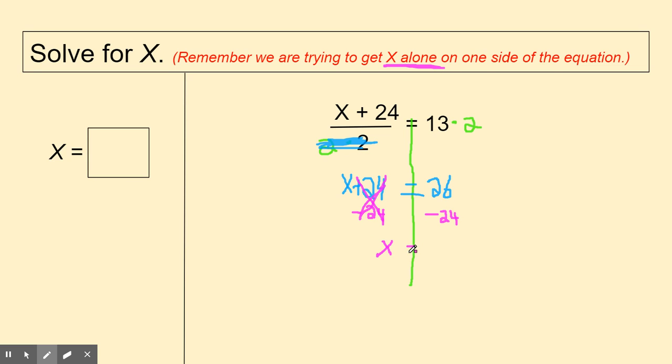X equals 26 minus 24. 26 minus 24 is 2. So x would equal 2.